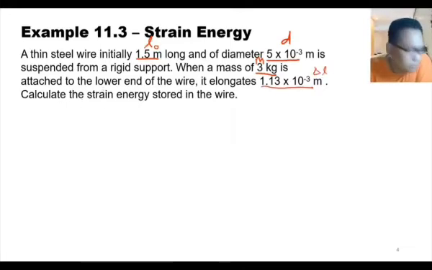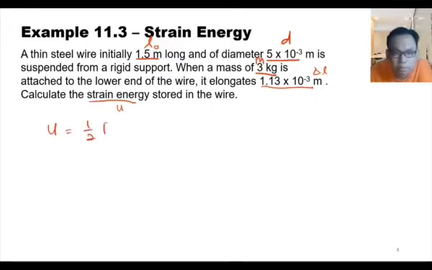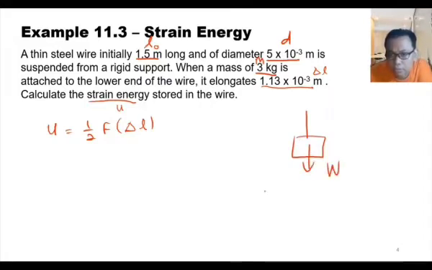Calculate the strain energy U stored in the wire. Okay, so strain energy U is equal to half force times elongation. Okay, so now what is the force acted on the thin steel wire? So we draw it here, and what is the force that acted? So the answer is weight.